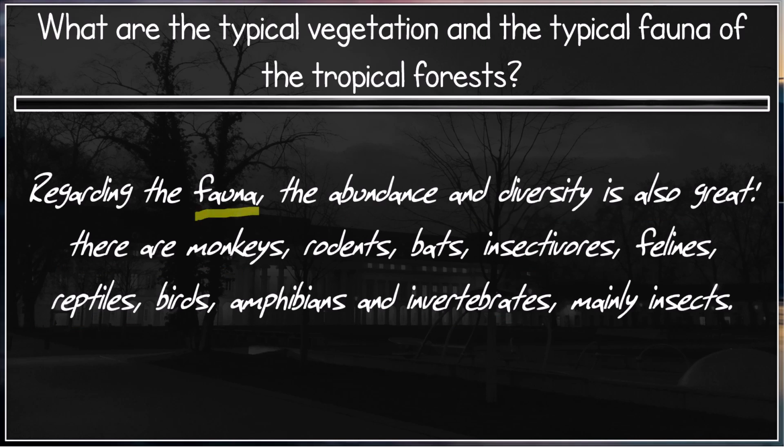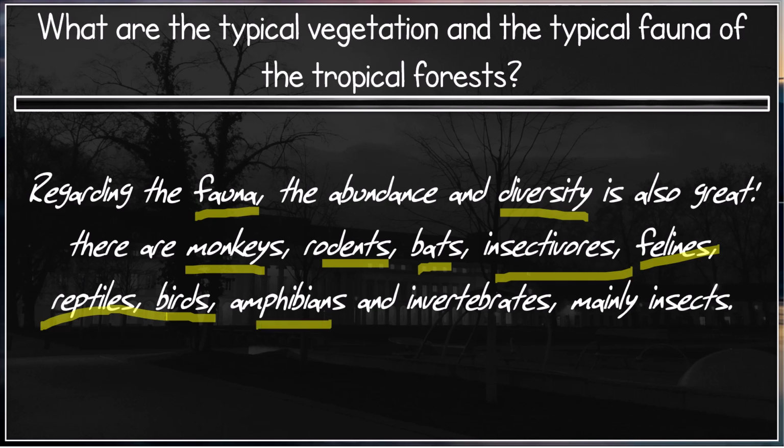Regarding the fauna, the abundance and diversity is also great. There are monkeys, rodents, birds, insectivores, felines, reptiles, amphibians, and invertebrates, mainly the insects.